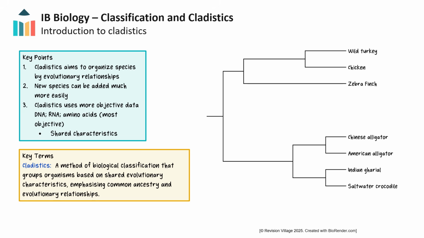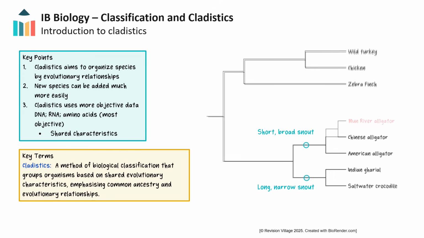For instance, the Mun River alligator is an extinct species that was discovered in 2023. It has a short, broad snout that placed it as closely related to the Chinese and American alligator. The Mun River alligator also has a small opening in the roof of the mouth, a raised ridge on top of the skull, and an elevated ridge behind the nostrils, which the Chinese alligator has, but the American alligator does not. Using these shared and derived characteristics allows us to conclude that the Mun River alligator is more closely related to the Chinese alligator than the American alligator, and should be placed in the cladogram to show these relationships.